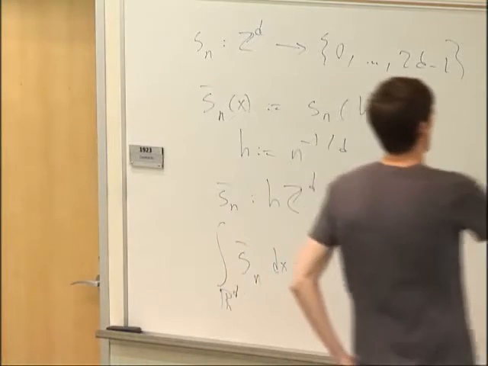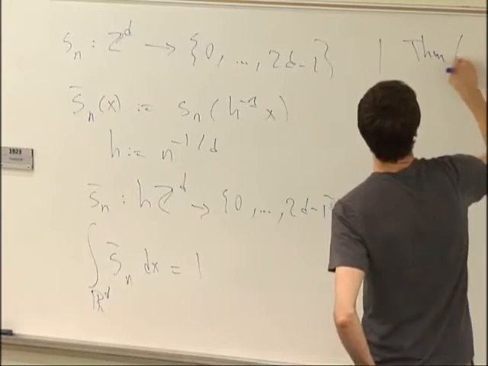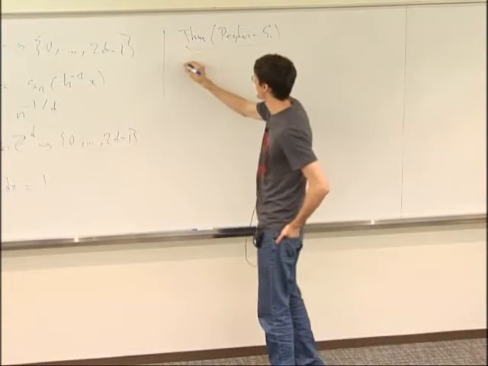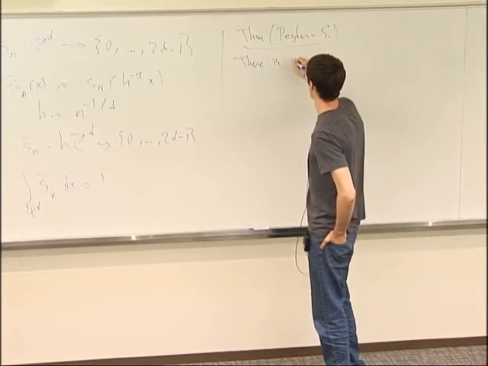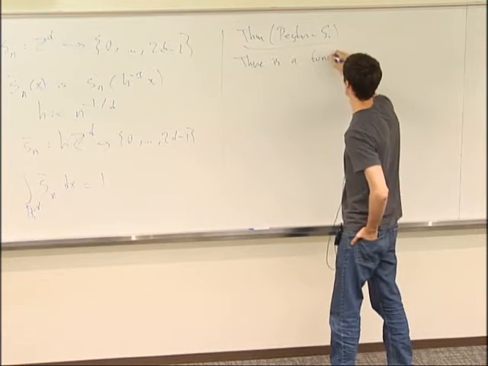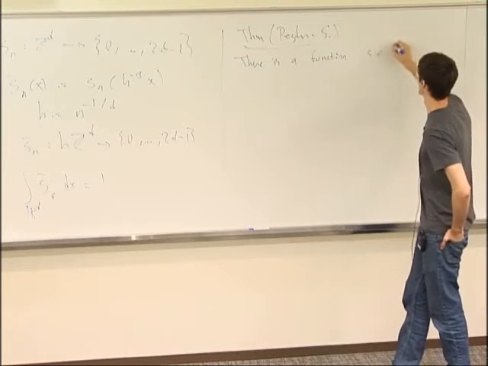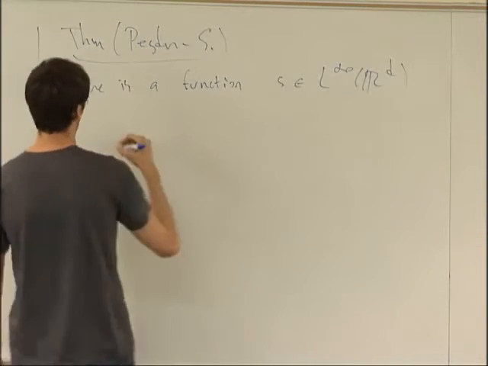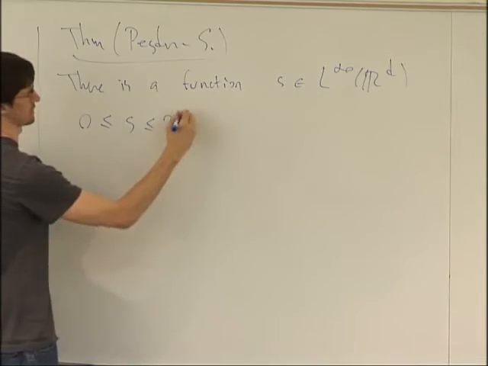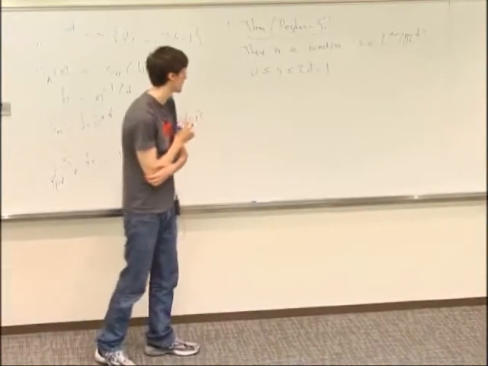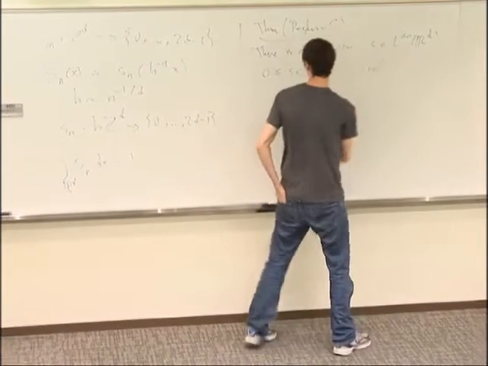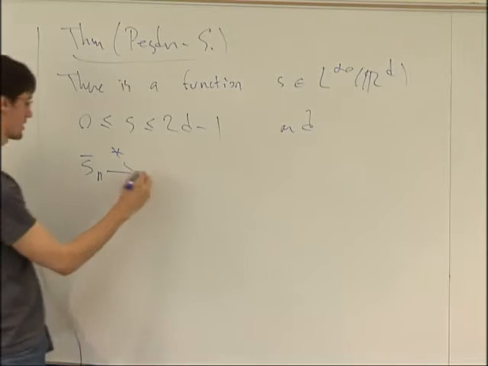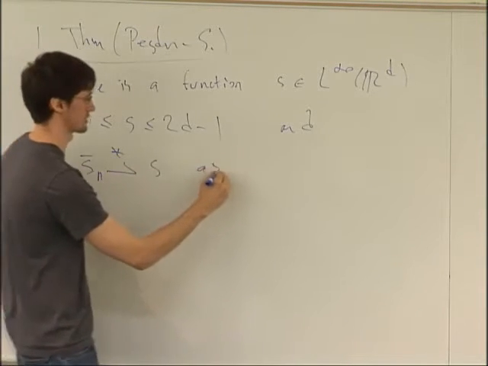Okay, so what Wes and I can prove is this. Theorem, this is Pegden and myself: there exists a function s in L infinity on R^d, and it's bounded, so it's a measurable function. Its value stays between 0 and 2d minus 1. And these S_n bar converge weak-star in L infinity to s as n goes to infinity.